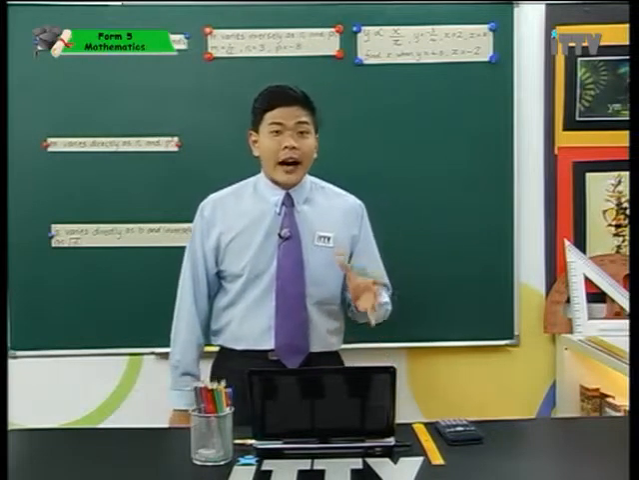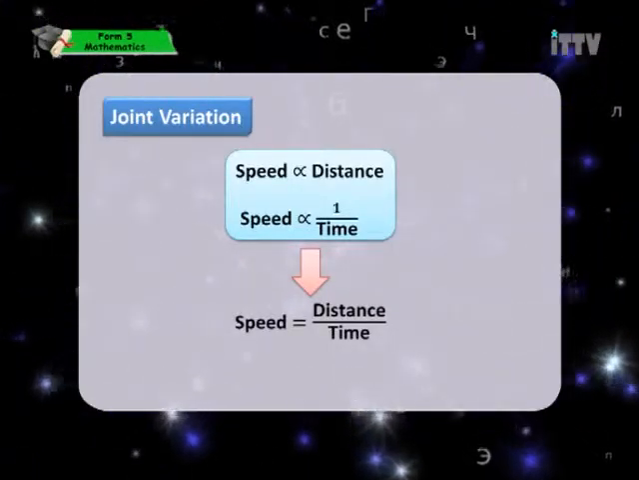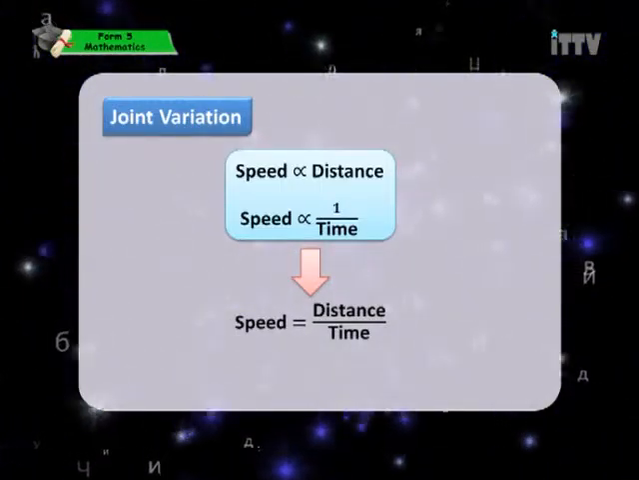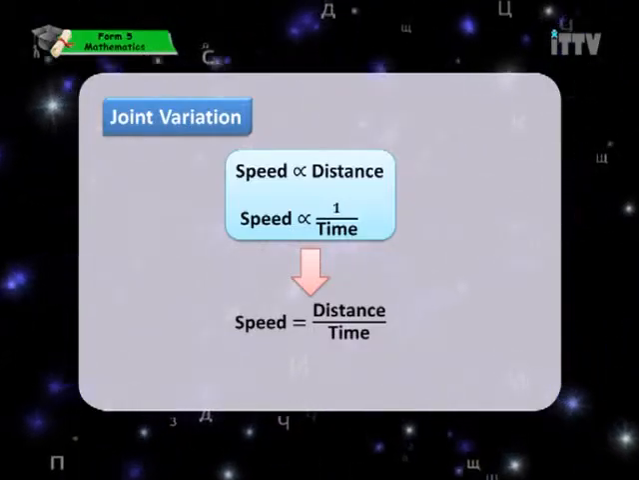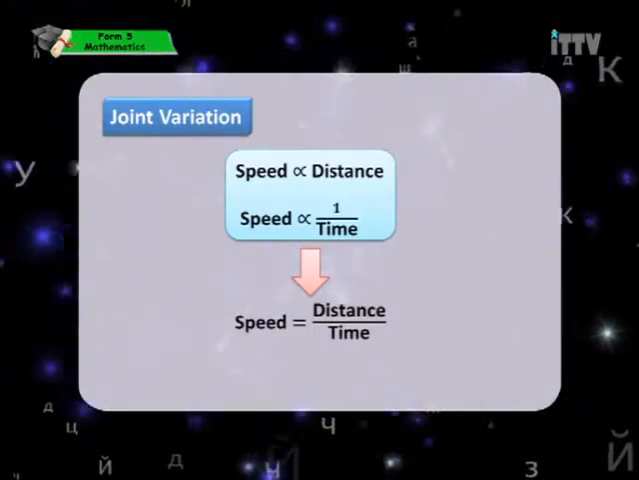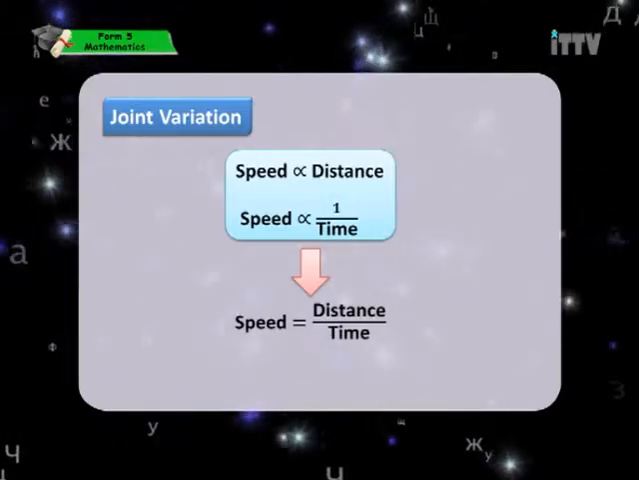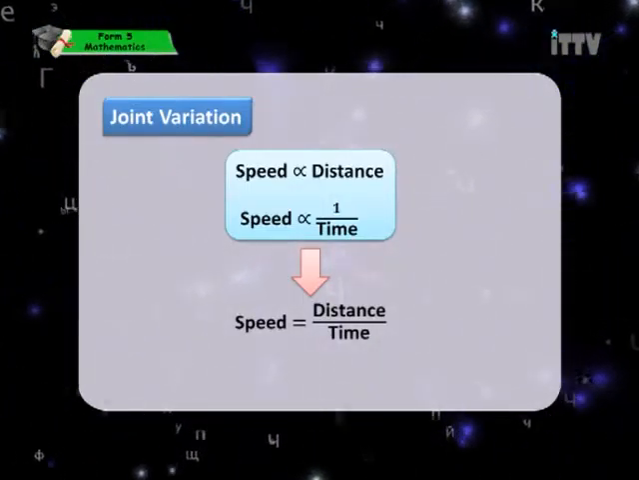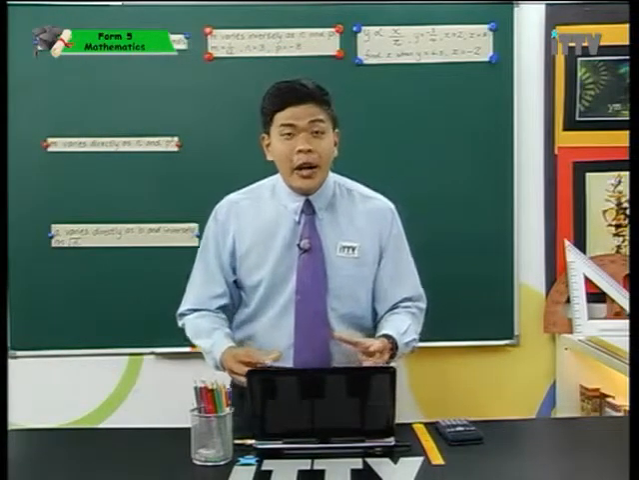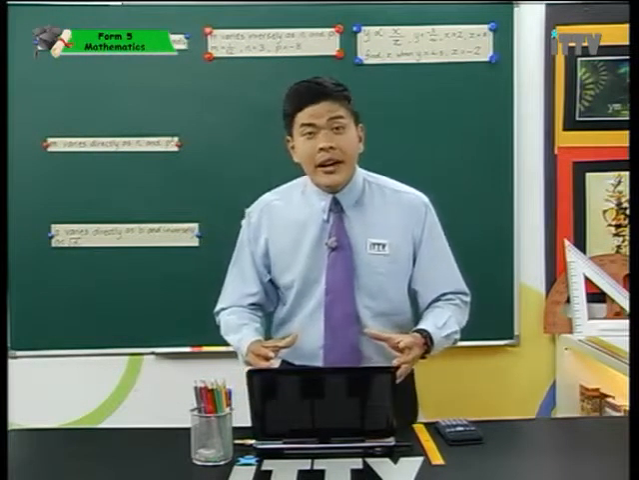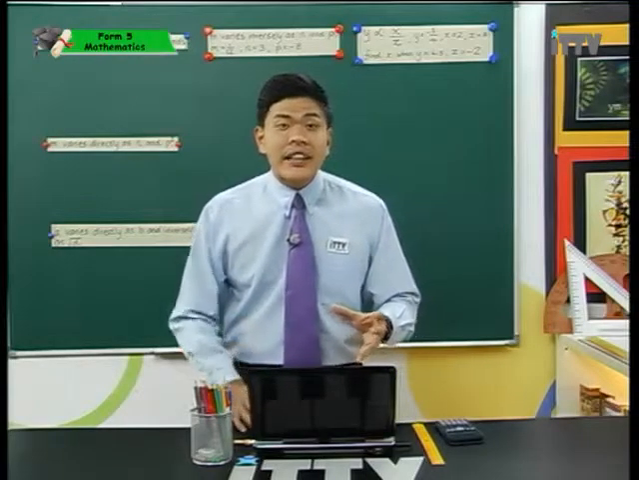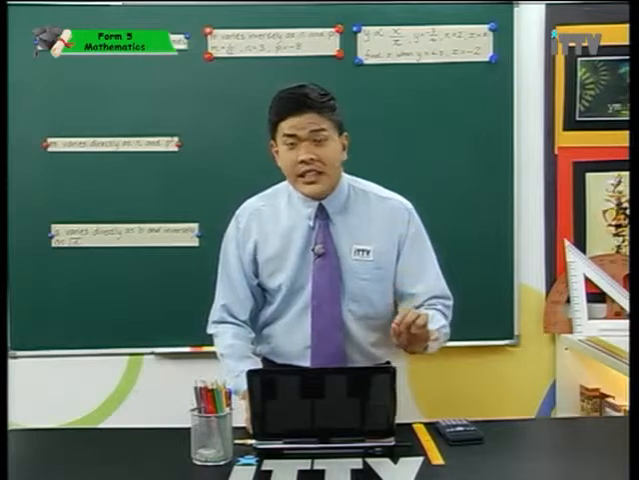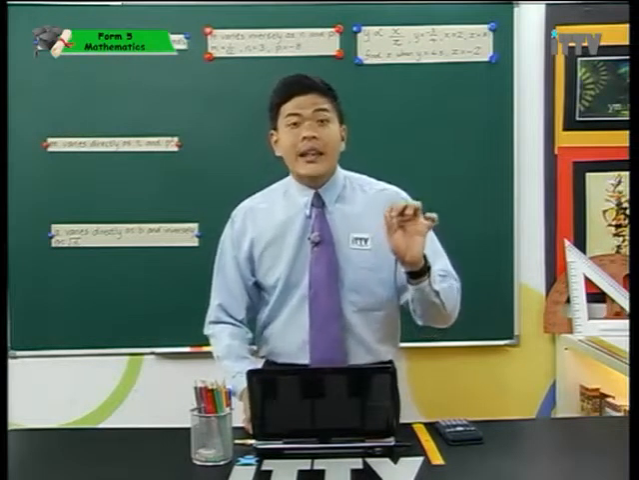So now, when we put both of these variations together for this example, this is what we get. Speed varies directly with distance. Speed varies inversely as time. Therefore, look at the arrow, speed is equal to distance over time, because we can combine both these variations together and it can be represented in just one joint variation. Okay, so the positions are still the same, distance is on top, time is below.